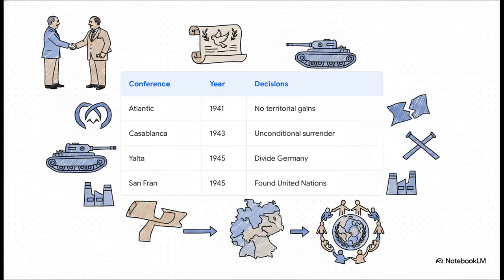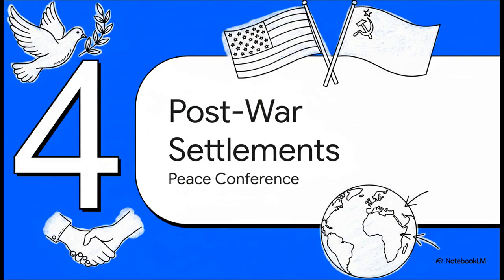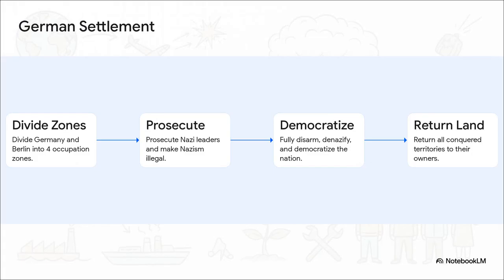They were drawing up hard borders, splitting Germany into occupation zones, and officially founding the United Nations. Now let's look at Part 4, the post-war settlements. The settlement with Germany wasn't just a simple peace treaty. It was a completely methodical, structured dismantling of the Nazi state. The goal wasn't just to end the war, but to guarantee it could never, ever happen again.